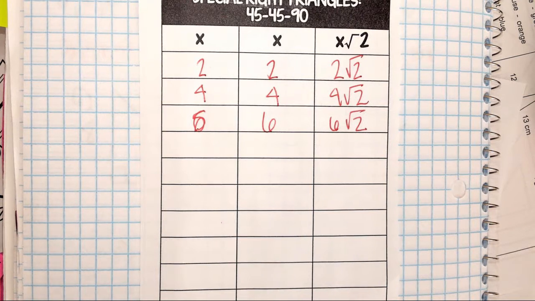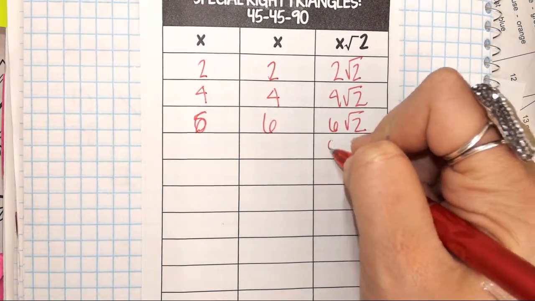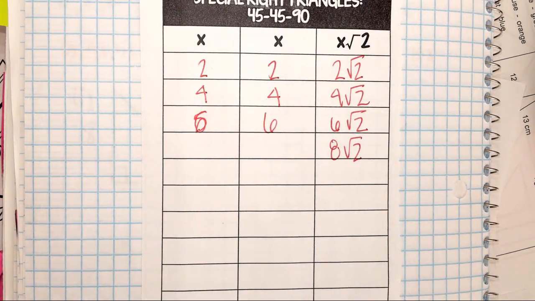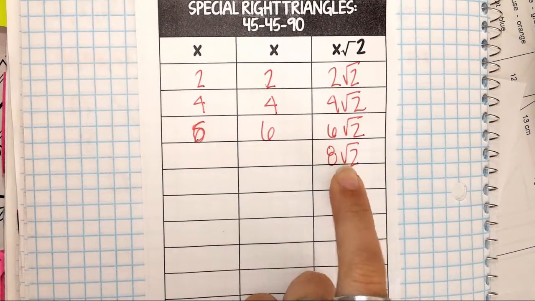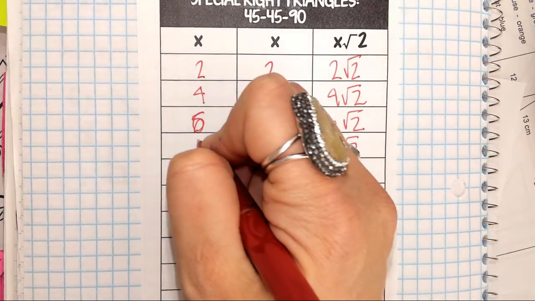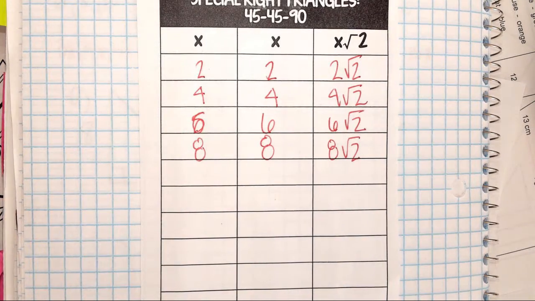Because what if I give you... What if I told you that it was 8 root 2? If I told you that the hypotenuse was 8 root 2. Why? Because that's X equals X root 2. Yes. All right, and then, let's go crazy.